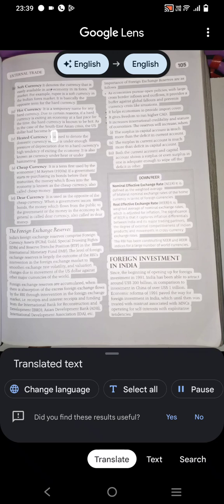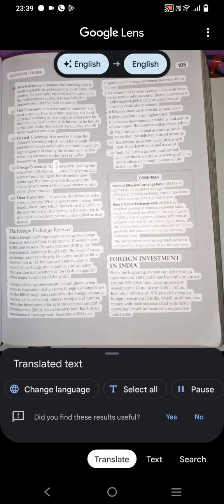Heated currency. It is used to denote the domestic currency which is under enough pressure of depreciation due to a hard currency's high tendency of exiting the economy. It is also known as currency under heat or under hammering.